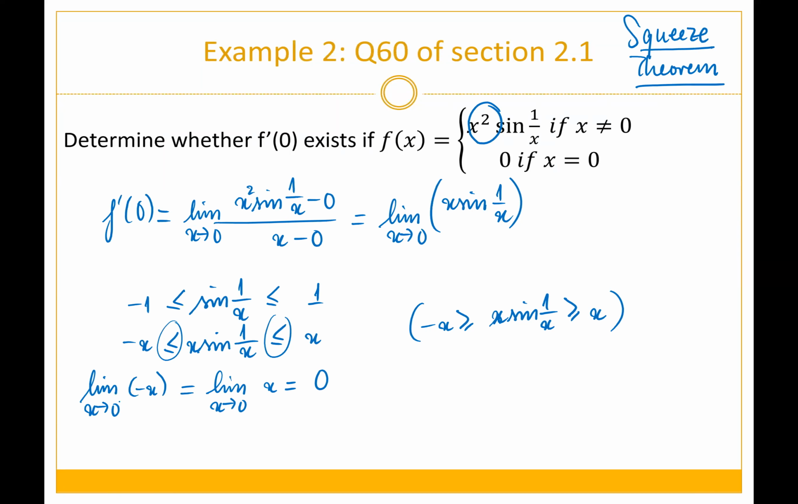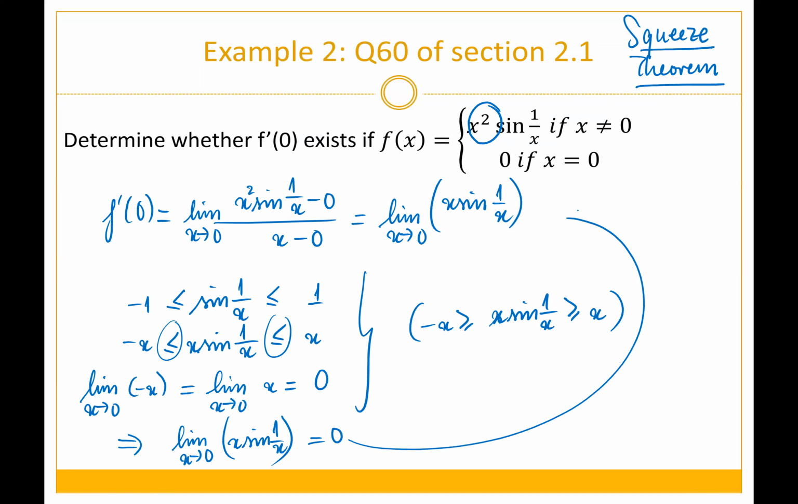And so by the squeeze theorem, the function in between is squeezed by the two boundary functions outside. And when the two boundary functions approach the same number, then the middle function is going to approach the same number as well. So therefore, we have this one equal to 0.